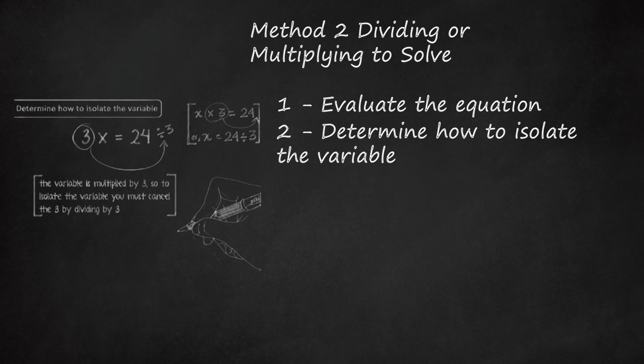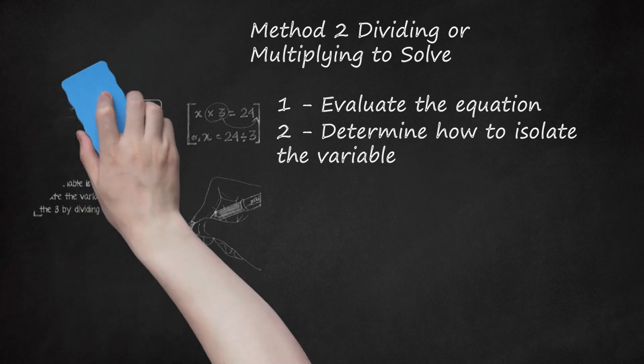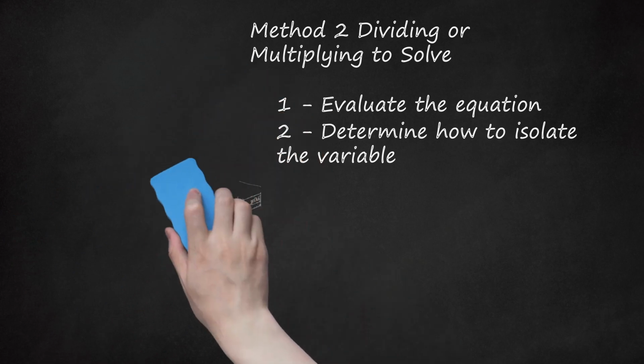If the variable is the numerator of a fraction, to isolate it you would multiply by the denominator, since multiplying by a number cancels the division by that number. For example, in the equation 3x = 24, the variable is multiplied by 3, so to isolate the variable you must cancel the 3 by dividing by 3.